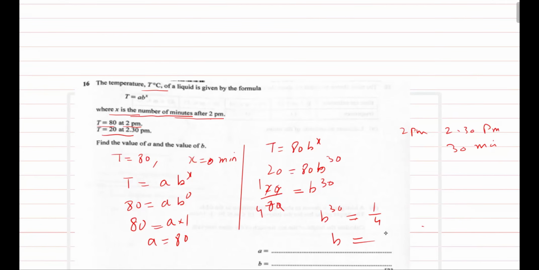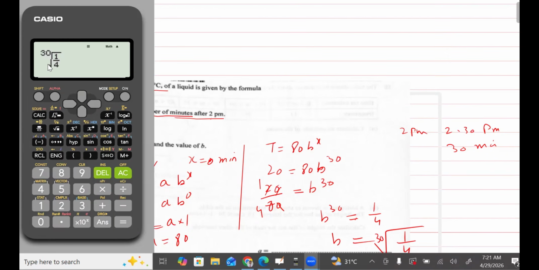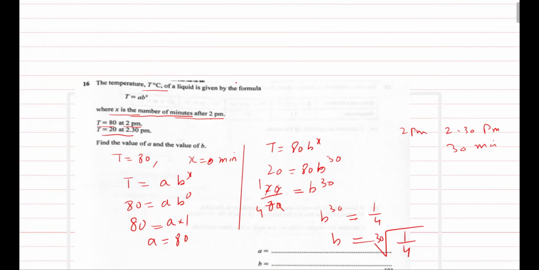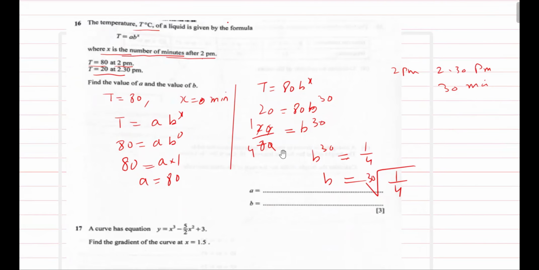B equals the 30th root of 1 over 4. Look here, the 30th root of 1 over 4 will be equal to 0.9548. We write 0.954. B here is 0.954, A is 80. This is the answer.